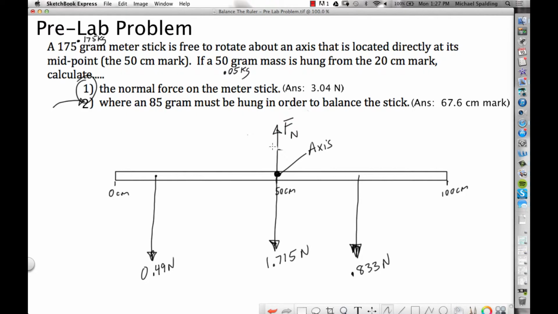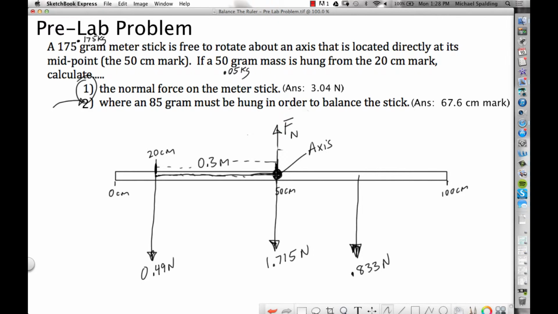Okay, to solve the second question, we know that this 50 gram mass is at the 20 centimeter mark. We know that the axis is at the 50, so you've got to keep track of your locations. So what's the distance from the axis from here over to there? 30 centimeters. This distance here is 30 centimeters, which is 0.3 meters.